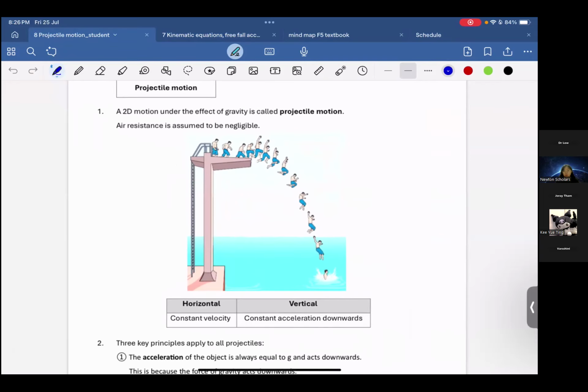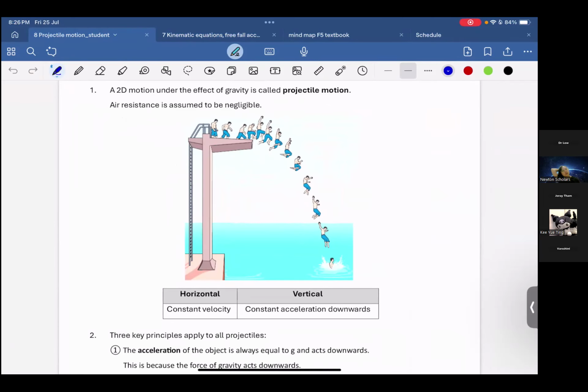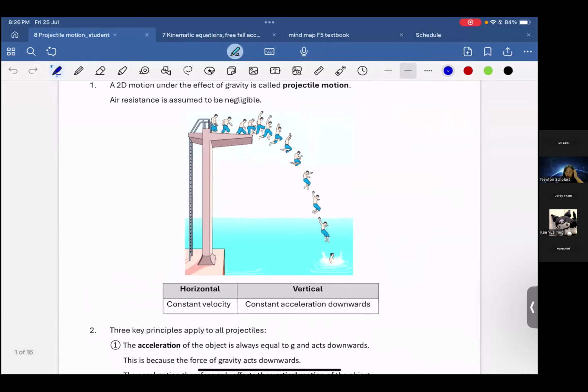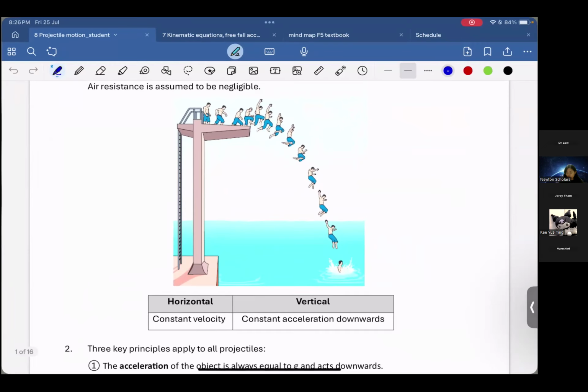Okay, projectile motion. This one involves 2D. Previously when we learned about momentum and so on, it was just 1D, left and right only. This is 2D. That means we have the x-axis, the horizontal component, and the vertical component. Here we assume that air resistance is not there. If there is air resistance, it is a different story. Because air resistance is negligible, we ignore it. So the horizontal velocity will be constant.